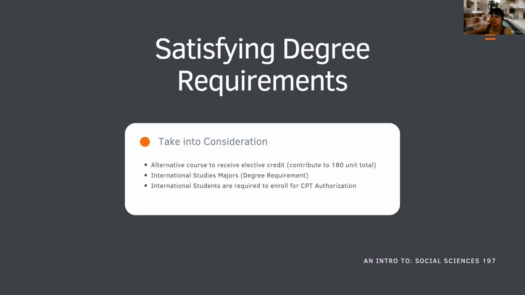So again, there's more information on our actual website, and then we encourage you to get in touch with the International Center or just go to the International Center's website for more information as well. So that pretty much covers the nitty gritty of Social Science 197.